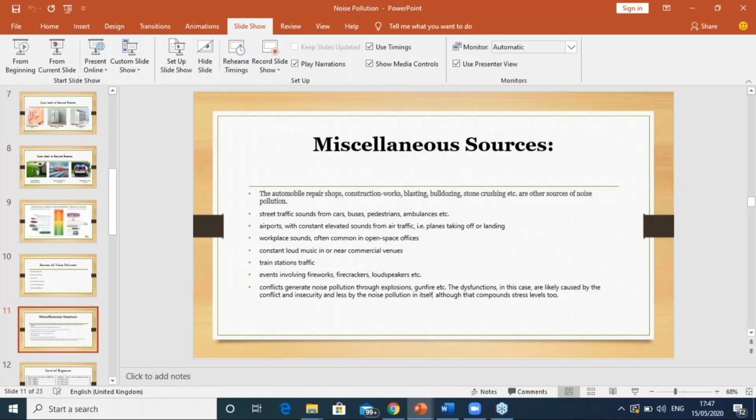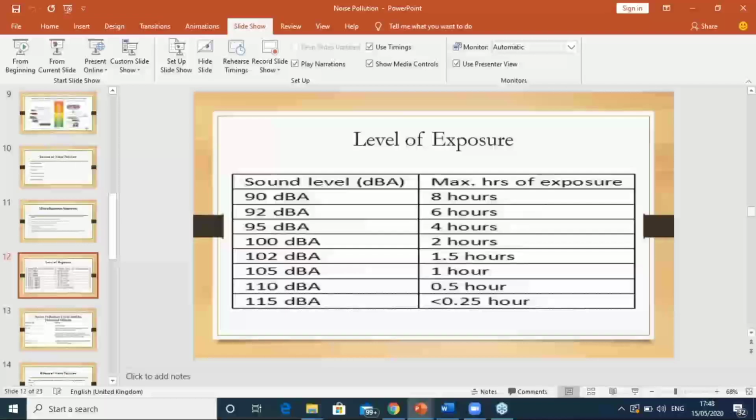Conflicts generate noise pollution too. When two persons are quarreling, their voices can be so loud that everybody gets to hear it. All this causes a serious dysfunction. Those are other sources of noise pollution. You can list as many as possible, because this is something that we are used to or that plays around us. So that's that for the sources.